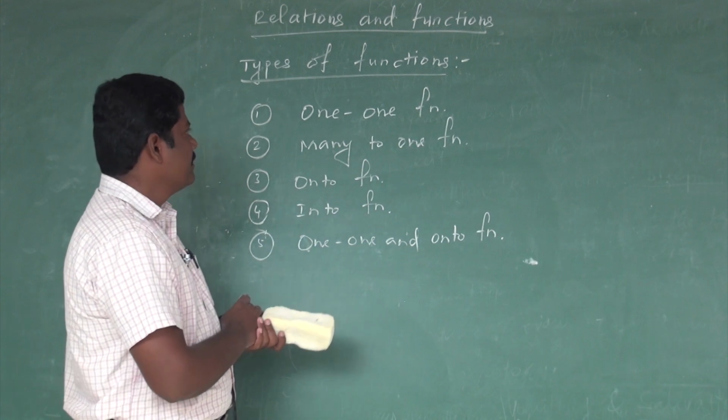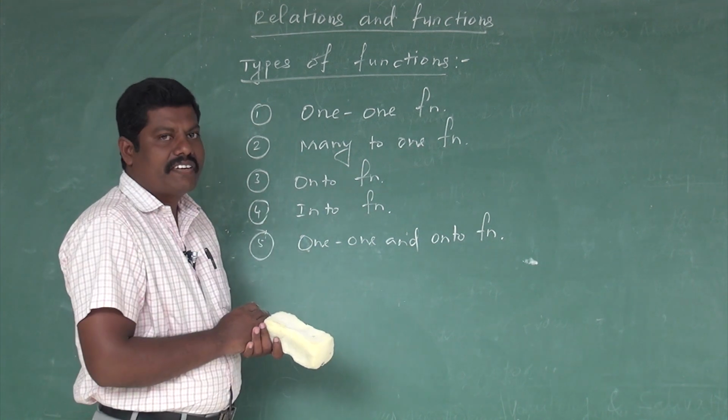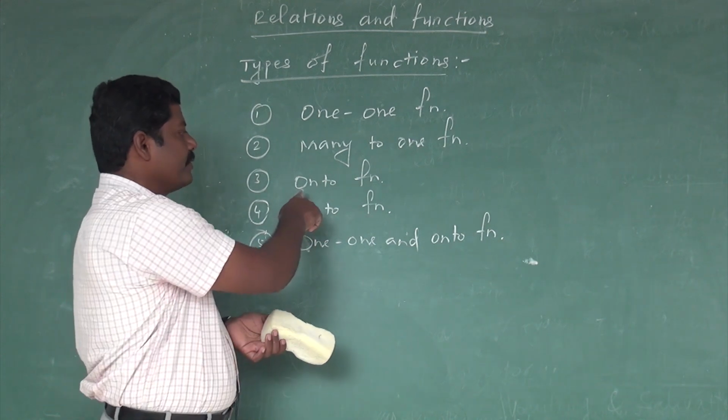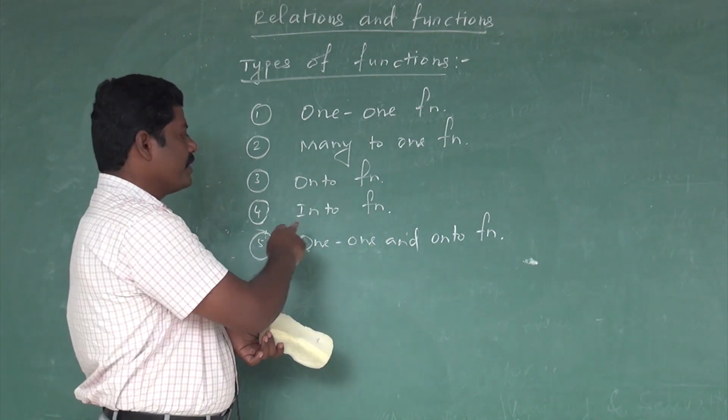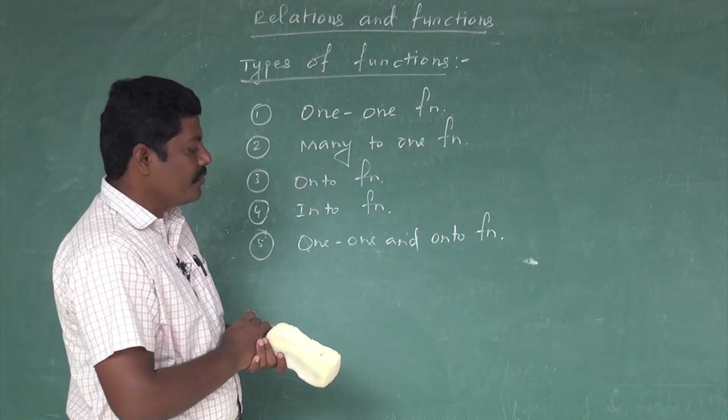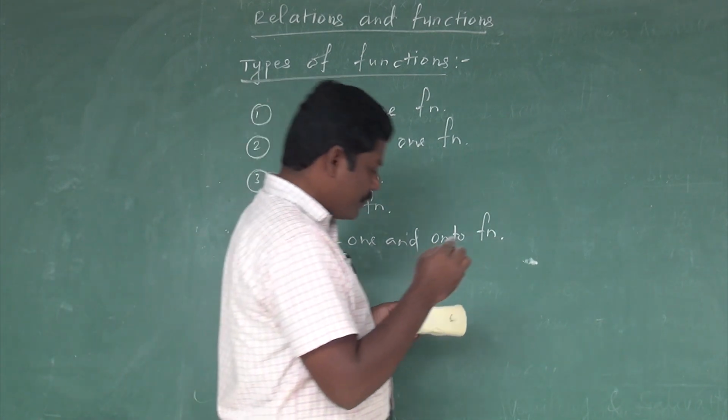Types of functions. The first one is one-to-one function, the second is many-to-one function, the third is onto function, the fourth is into function, and the fifth is one-to-one and onto function. So first, one-to-one function.